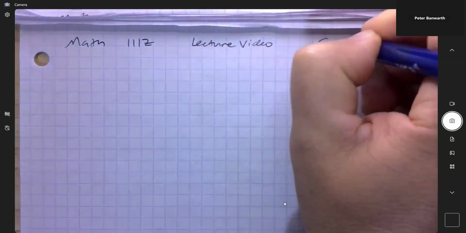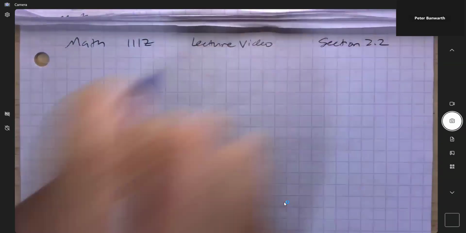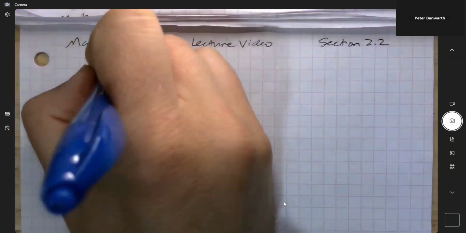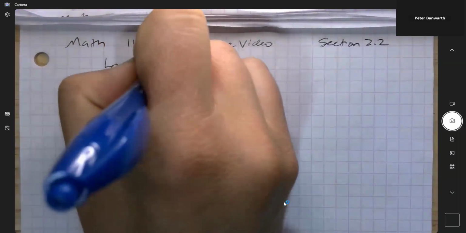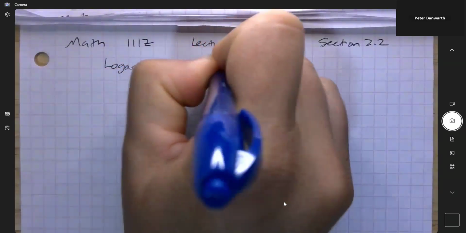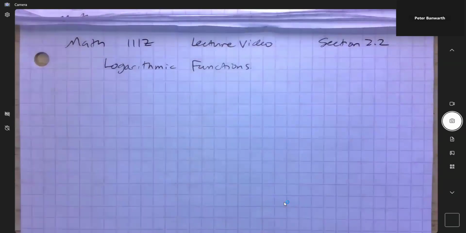We're talking about section 2.2 today, which is logarithmic functions. There are lots of rules for logarithms, just like there are lots of rules for exponentials. But that's in section 2.3, so I'm not going to talk about that yet.